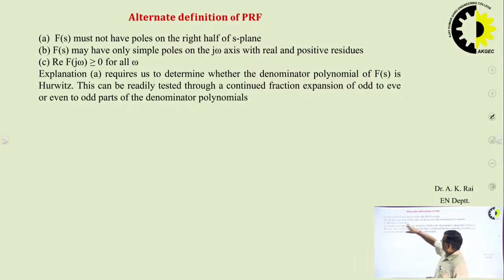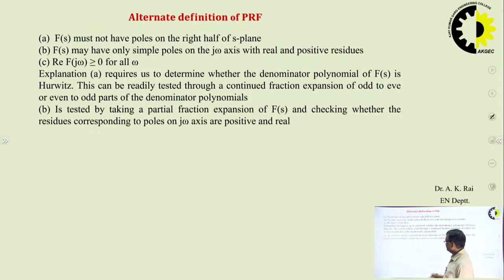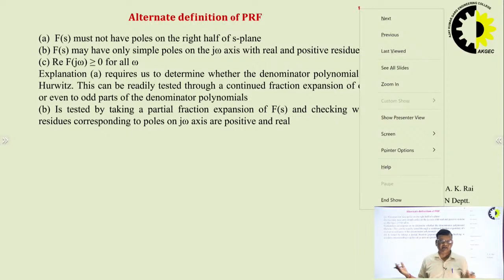So what is the explanation of the A part? A part requires determining whether the denominator polynomial of s is Hurwitz. It can be readily tested through the continued fraction expansion. Then test by taking the partial fraction expansion of F(s), and if all the constants k1, k2, kn are real and positive, then it is satisfying condition 2.